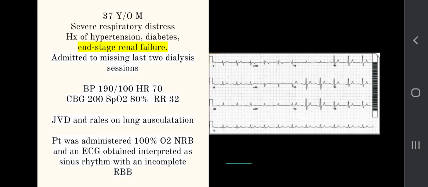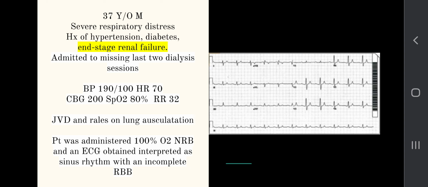Here we have a case. It's a 37-year-old male. He came into the hospital in severe respiratory distress, with a history of hypertension, diabetes, and end-stage renal failure, which should make some alarm bells go off. He admitted to missing his last 2 dialysis sessions.